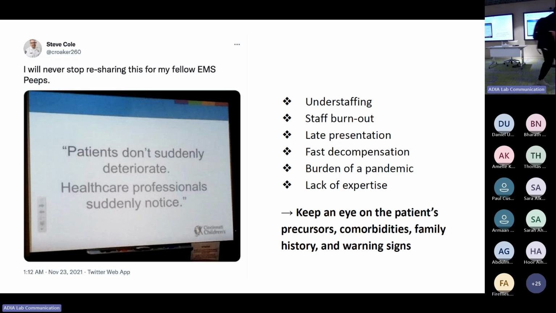And with deterioration prediction, the main incentive is that a lot of the deterioration that goes unnoticed or unrealized in hospital settings could be due to staff burnout, understaffing, lack of expertise, and we saw that a lot during the pandemic. And when this tweet was posted, some clinicians got offended because it says patients don't suddenly deteriorate, healthcare professionals suddenly notice. But this has nothing to do with the clinicians themselves. I think it has to do with just the overload in healthcare in general, which is why many of these early warning models could be useful.